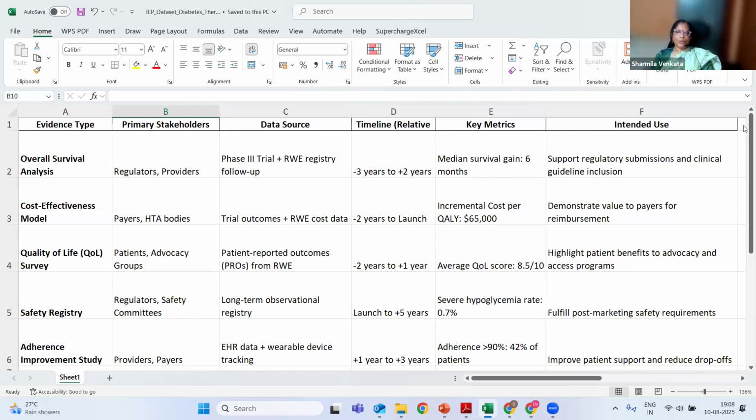Okay, then comes the second one, cost-effectiveness models. Here, the primary stakeholders are payers and HTA bodies, and the timeline is -2 years, meaning pre-planned 2 years. The data source is trial outcomes and real-world cost data, the key metric is incremental cost per value, that is $65,000, and the intended use is to demonstrate value to payers for reimbursement.